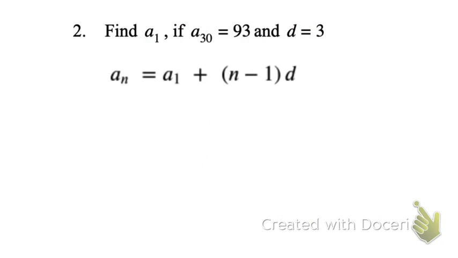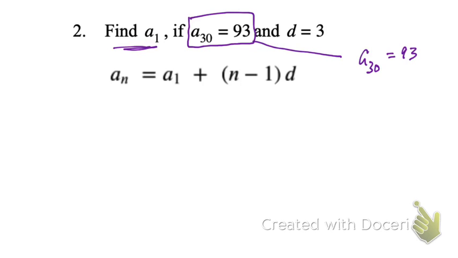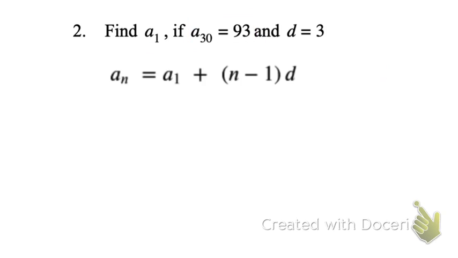So let's say we want to find the first number in our list. Find a sub 1. If we know the 30th number is 93. Now, when you know this, a sub 30 equals 93. Remember that's 2 pieces of info. That's 2 things. That is a number that you will see in your list. I will see a 93 eventually in my list. And it also tells you where you see it. You see it in the 30th spot. The 30th number in my list is 93. So just remember that that's 2 pieces of information.